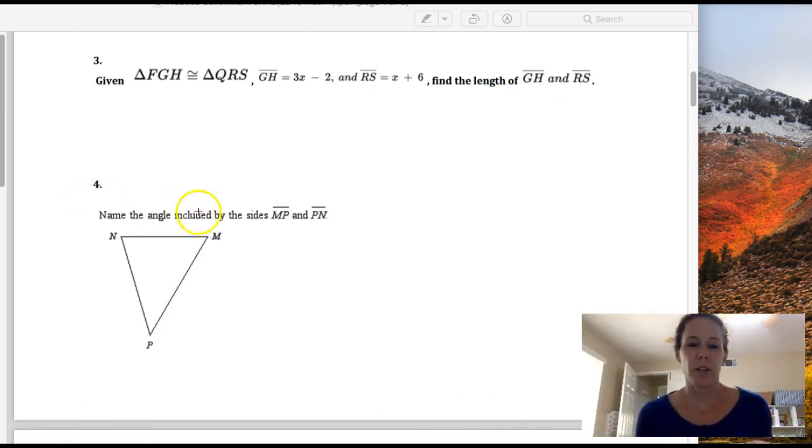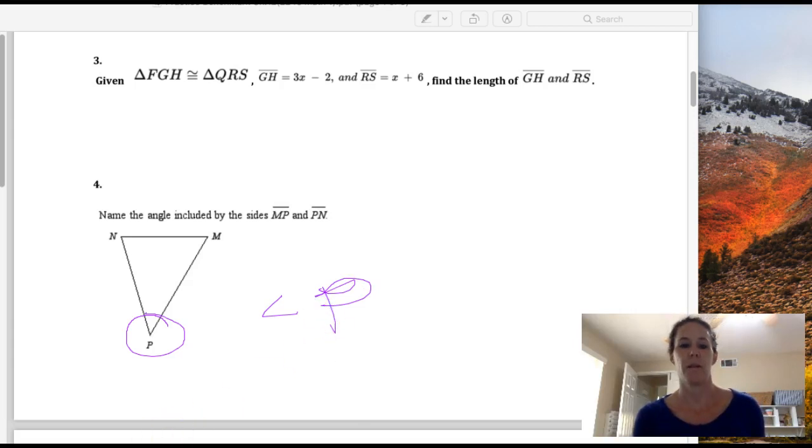Okay, number 4 asks you to name the angle included by the sides of MP and PN. So they just want to know if you know how to label and how to read the sides. Here's MP and here's PN, and the angle included would be angle P. Sorry, angle P. There we go.